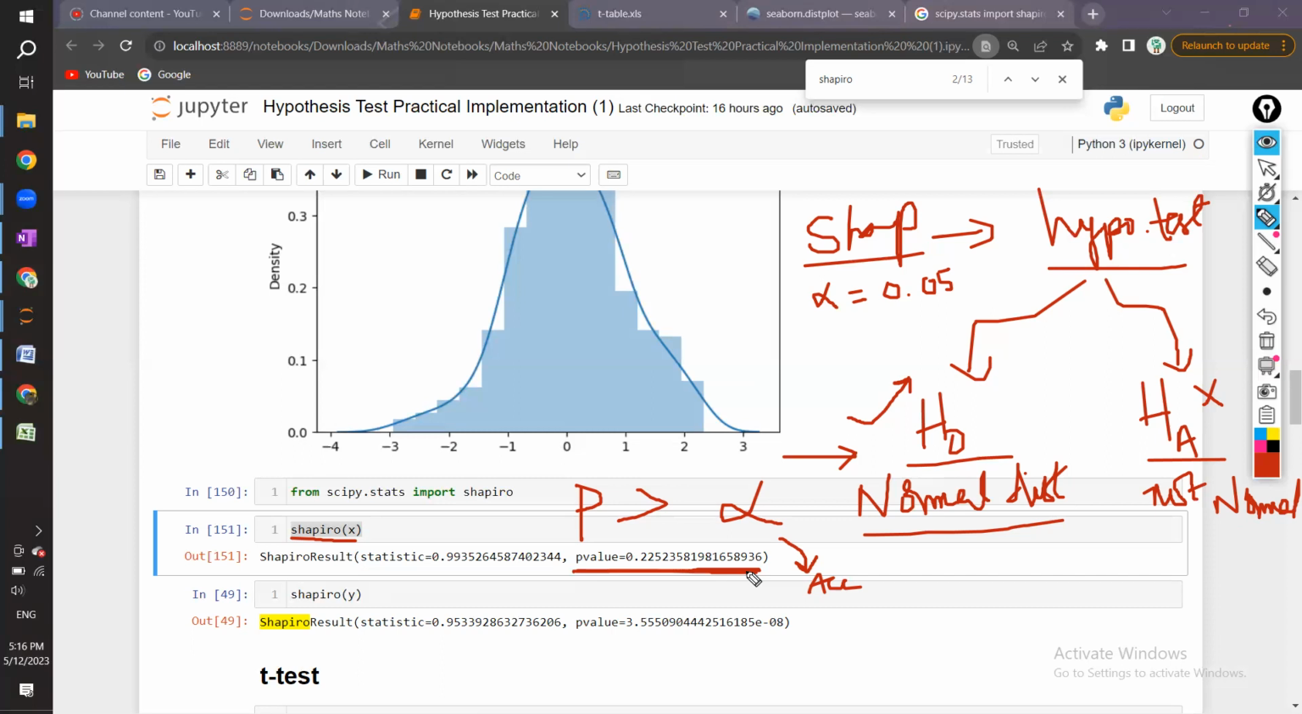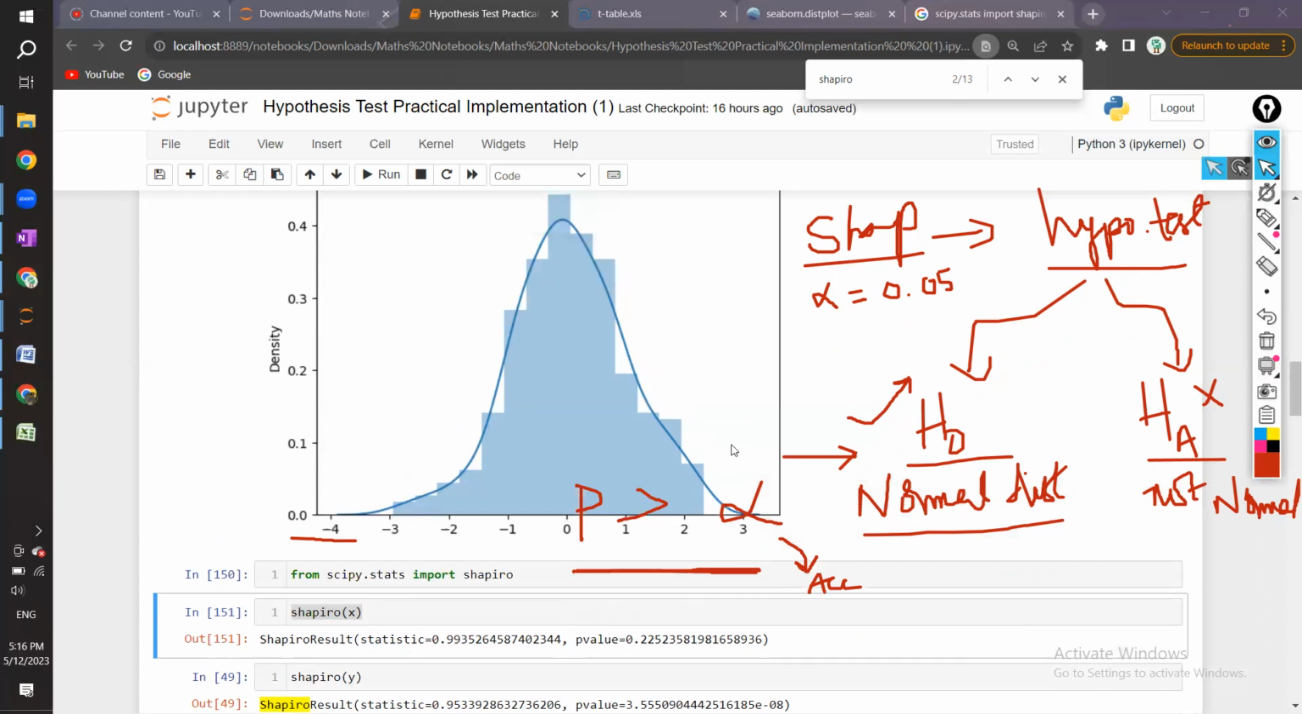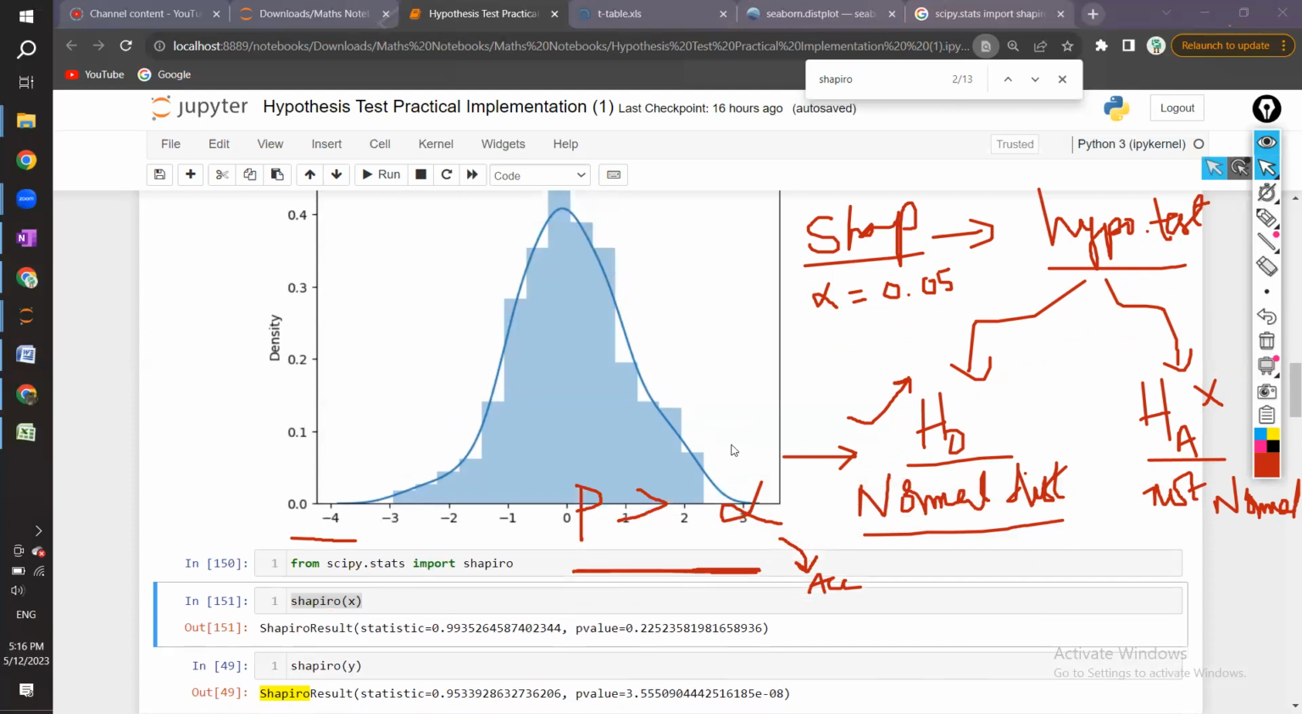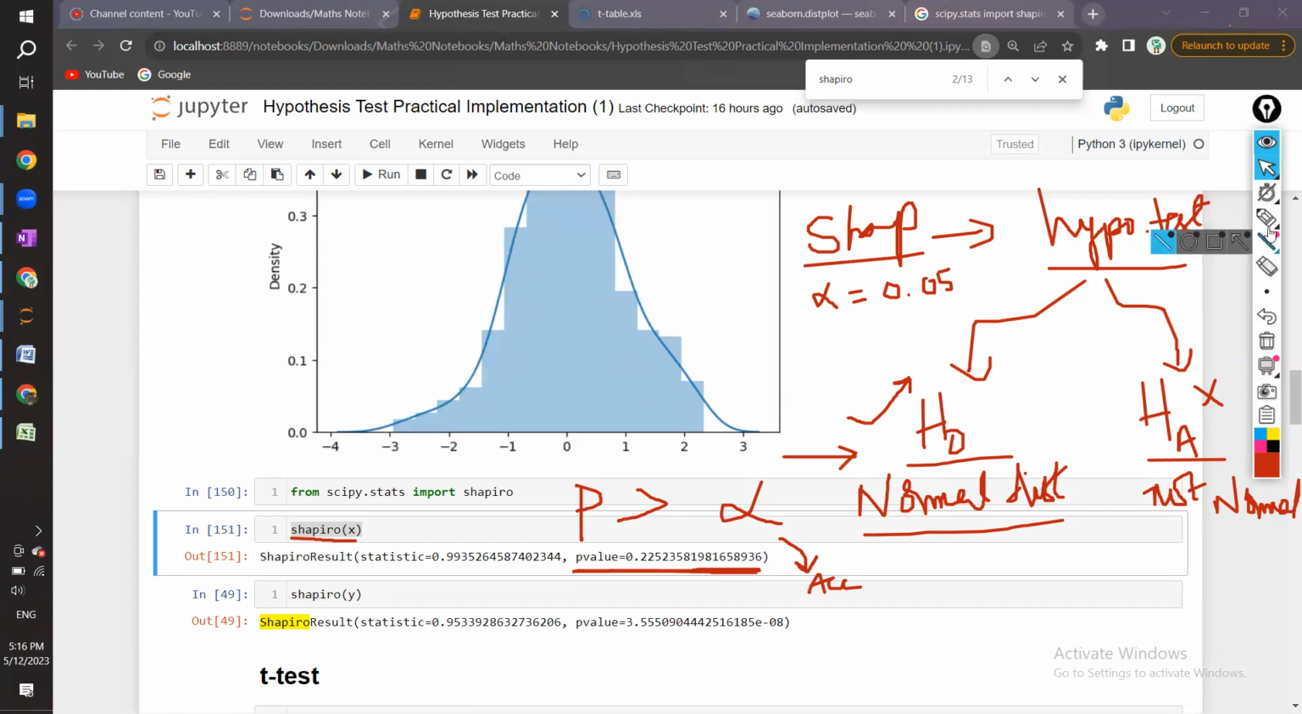One more thing: this is a ground truth. What is ground truth? The actual truth. This is normally distributed, because from the diagram, from this representation, you can clearly see that the graph is normally distributed. That is called ground truth, guys. Ground truth means the actual truth. It is normally distributed.